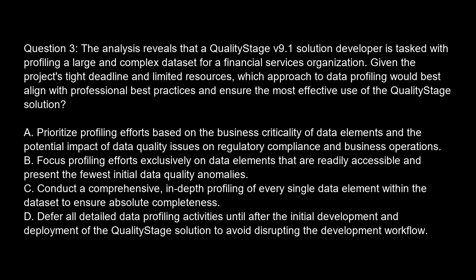Option A. Prioritize profiling efforts based on the business criticality of data elements and the potential impact of data quality issues on regulatory compliance and business operations. Option B. Focus profiling efforts exclusively on data elements that are readily accessible and present the fewest initial data quality anomalies. Option C. Conduct a comprehensive, in-depth profiling of every single data element within the dataset to ensure absolute completeness. Option D. Defer all detailed data profiling activities until after the initial development and deployment of the QualityStage solution to avoid disrupting the development workflow.